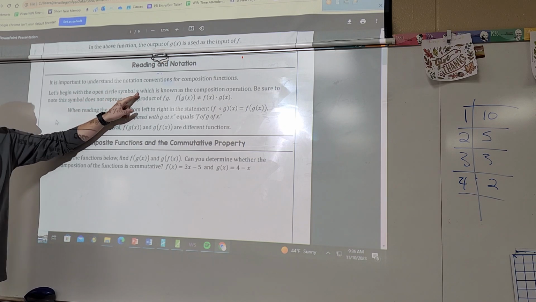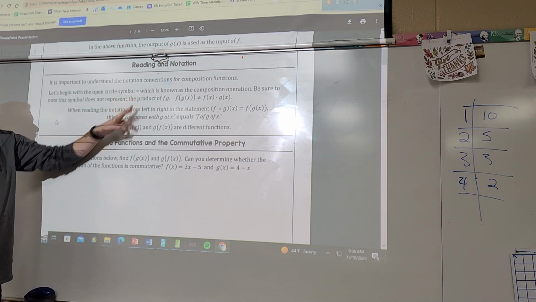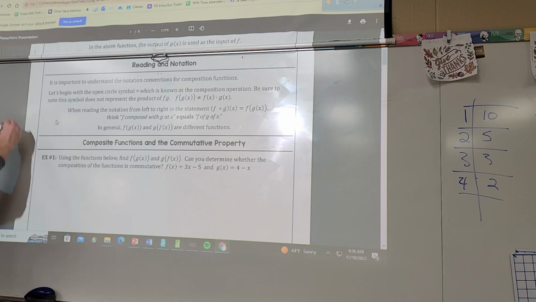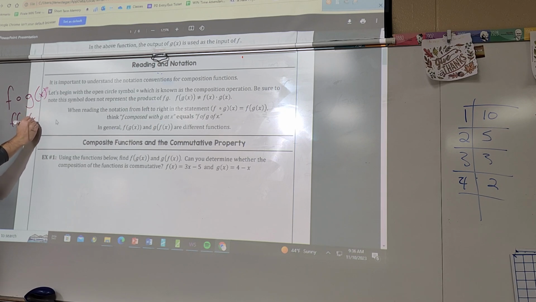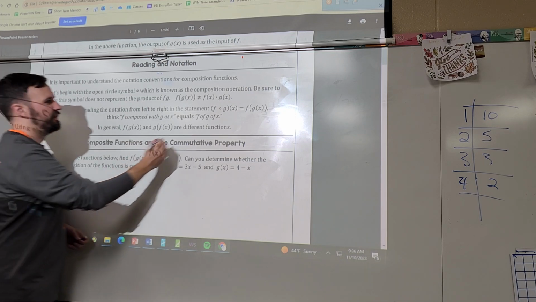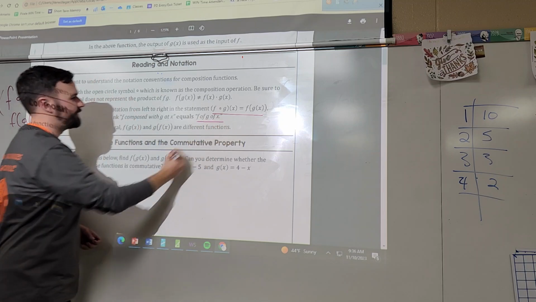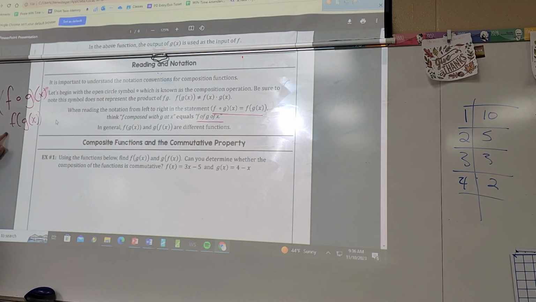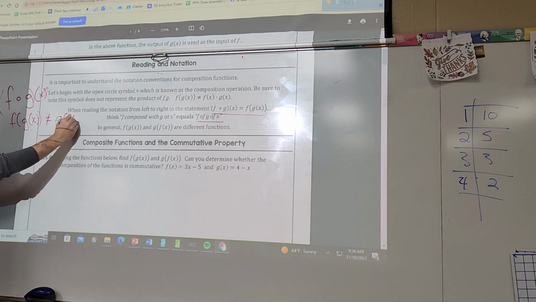This circle symbol means composite. So, again, you've probably seen this before. That's f, well, I write f of g of x. F of g of x is the same thing as f of g of x. These mean the same thing. Okay? Oh, I should put that in parentheses. Oh, it says it right here. F of g of x. Okay? Now be careful. This is different, not equal to g of f of x.